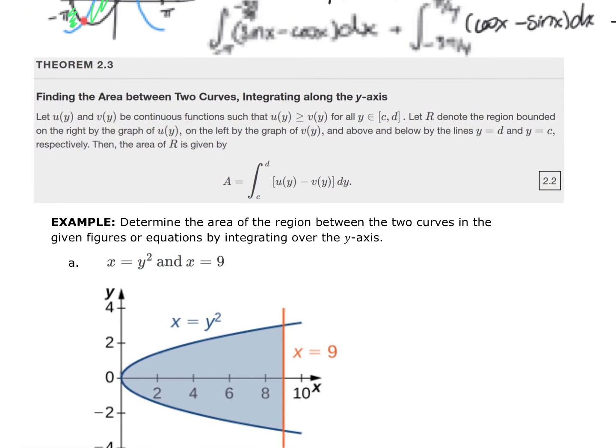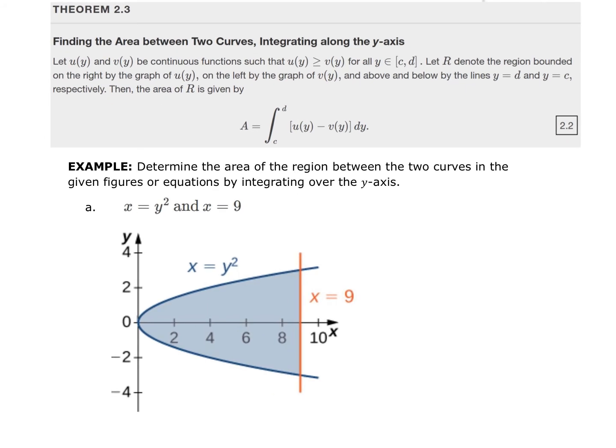Now, if we can integrate with respect to x, we can definitely integrate with respect to y. And this is the theorem that allows us to do that. When we're looking at this theorem, the u is the one most right, the v is the one most left. And then we go from c to d, and these are the limits on the y-axis. So if I was asked to find the area between two curves, and it's functions of y this time, not functions of x, then this would be the lower bound and this would be the upper bound.